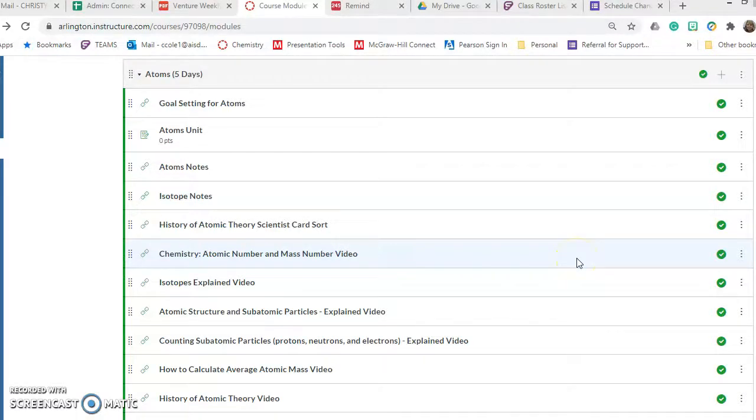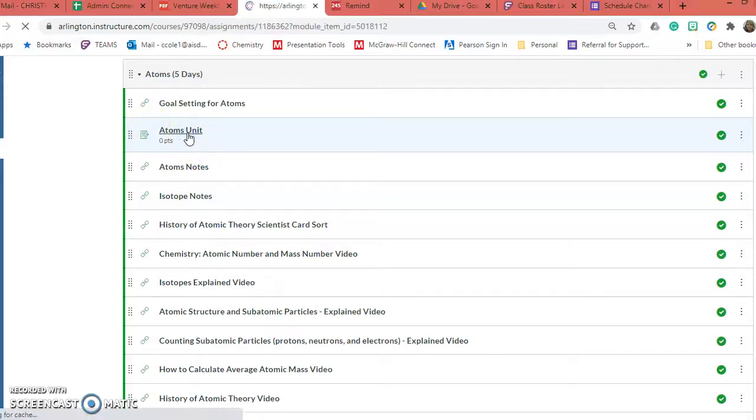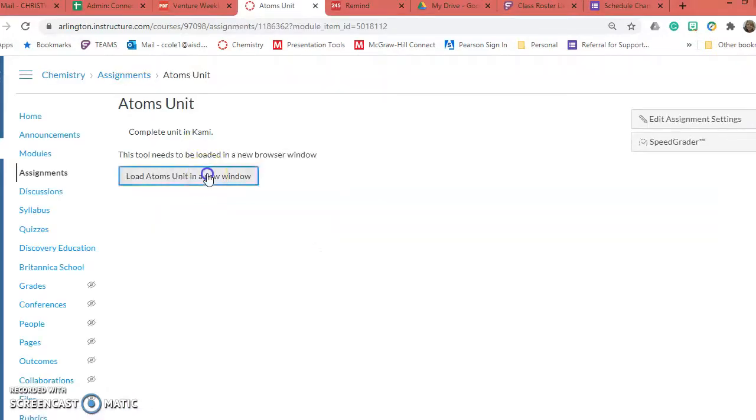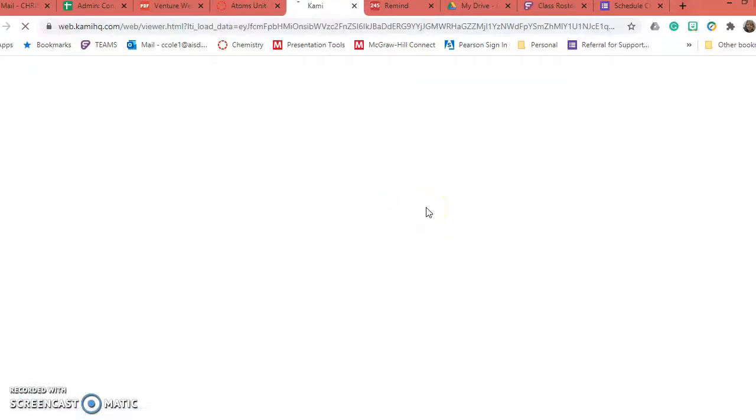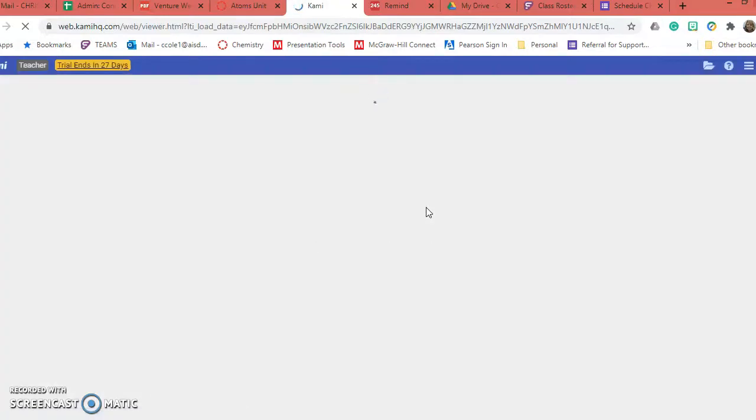Right, okay, so this is the beginning of the second 6 weeks, which is the atoms unit. So you're going to open that unit here and bring that unit out into Kami. Okay, and if you haven't read the directions for Kami, you can go back up into the day 1 section and read how to use Kami.